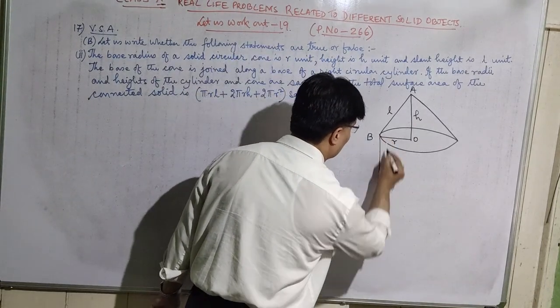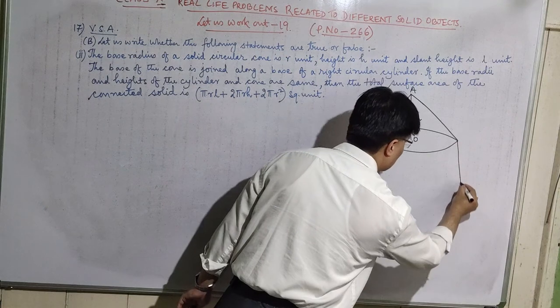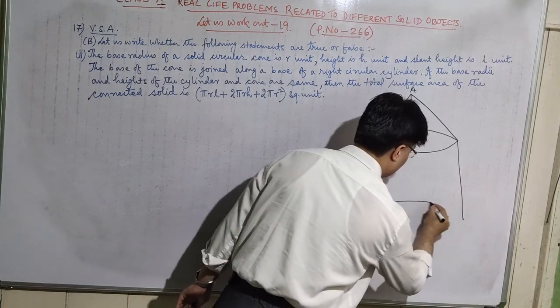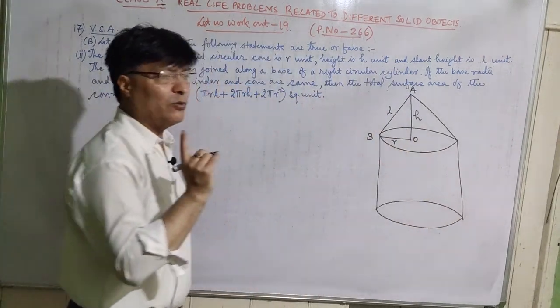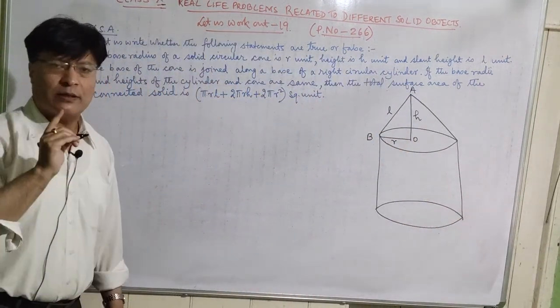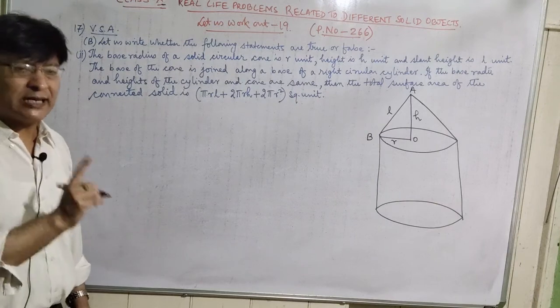Now this is a cylinder, right? Suppose this is a cylinder. Now in the question it is given that the base radii and the height of the cylinder and the cone are equal.